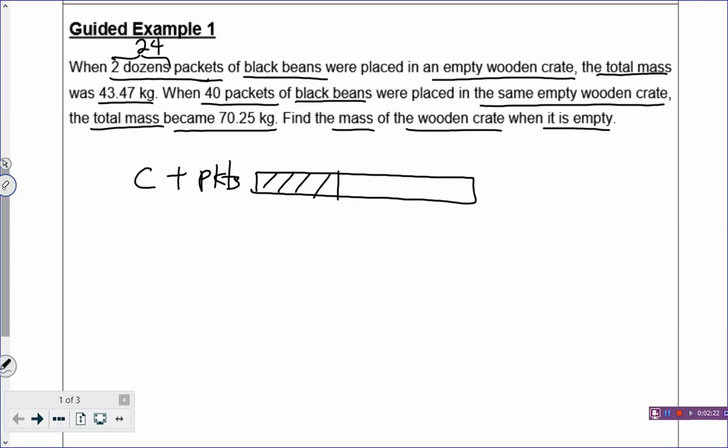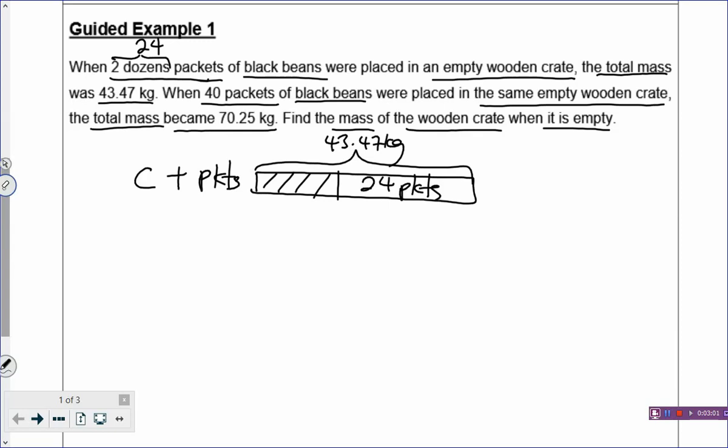Okay, now to simplify the model, we can actually put the 24 packets of black beans into the box, into this part of the model, so that you can see more clearly later on. Now, what is the mass of these crates and the 24 packets of black beans? The total mass was 43.47 kg. Your 24 packets are like your units, 24 units. But to make it more relevant, we call them 24 packets. We don't want to call it 24 units, so that it's easier to see.